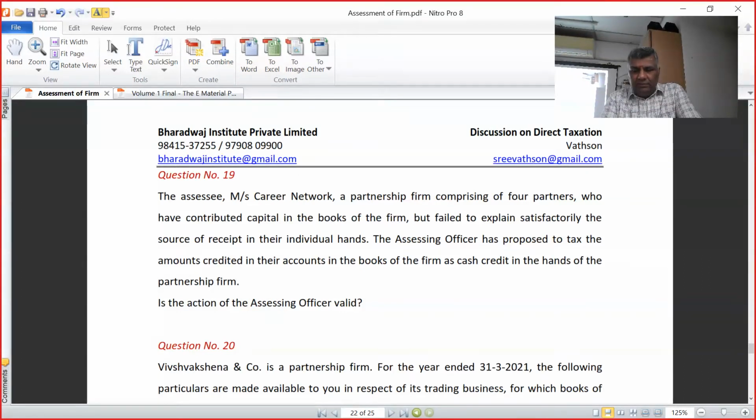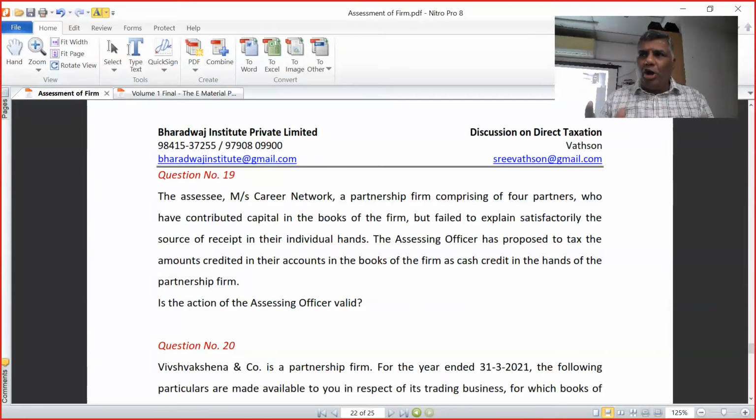Question number 19. Okay. AO is not correct in proceeding against the firm. So it's a contradiction. Last question they said the firm and the partners are one and the same. Here it's a different stand. AO is not correct in proceeding against the firm and action can be taken only against the partner. Open bracket, Venkateswara Rao. Okay, we will see these two case laws.